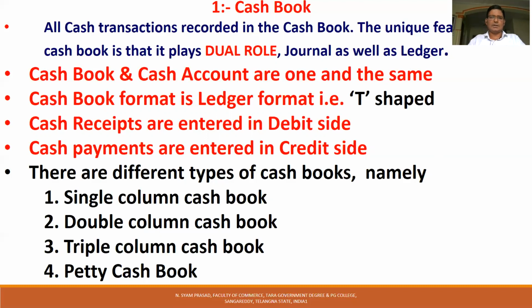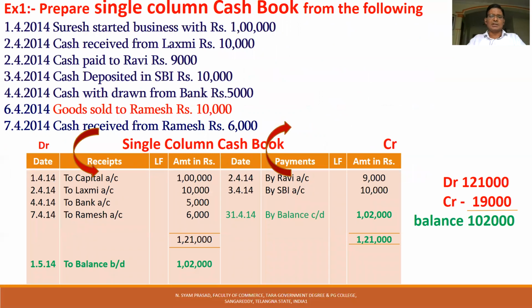Let us start with the first one, that is the single column cash book. I am directly explaining the single column cash book by a small example I have taken. Prepare single column cash book from the following transactions. On 1/4/2014, Suresh started business with rupees 1 lakh.